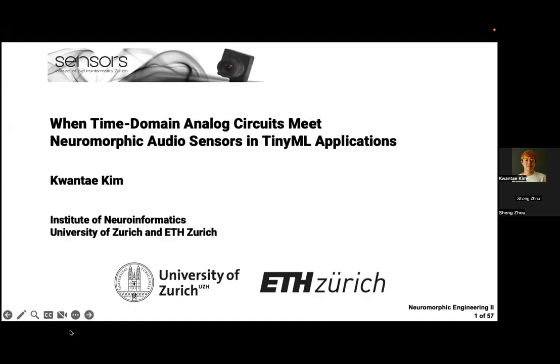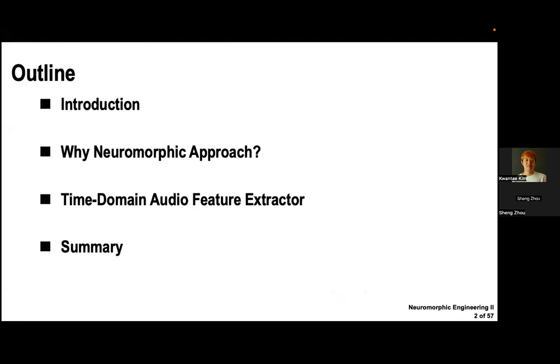Here I'm Kwante Kim, and I'm going to talk today about when time domain error circuits meet audio sensors in neuromorphic version in TinyML applications. So here is the outline. I'm going to introduce what a neuromorphic audio sensor is and why we need a neuromorphic approach in that direction, in that implementation. And then I will talk about the time domain audio feature extractor and then give a summary of it.